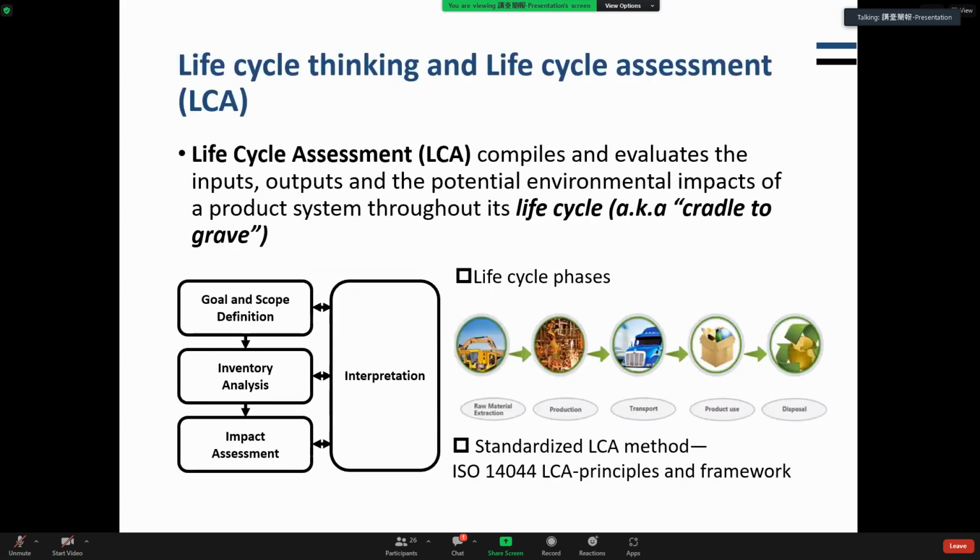Life cycle assessment, or life cycle thinking, is one way for us to understand the environmental performance of CDI. It is a standardized method that helps us understand and evaluate the inputs, outputs, and potential environmental impacts of a product through its whole life cycle. Actually, I can give a lecture for like 3 days, but I'm going to give you just a short picture like this.